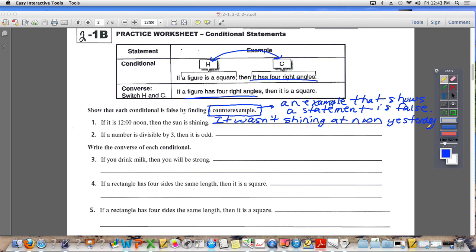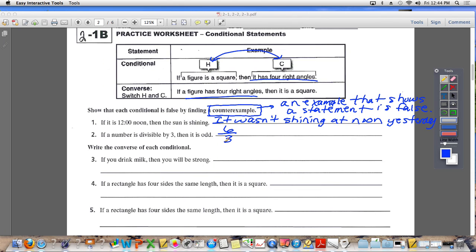then it is odd. The number is odd. If it's divisible by 3, it's odd. False. 6? Oh, 6. I said 6. Is 6 divisible by 3? No. Is 6 an even number? Yeah, it is. I did that backwards.